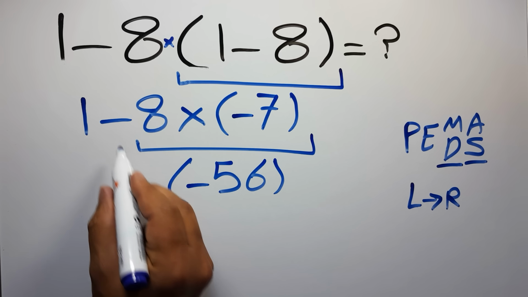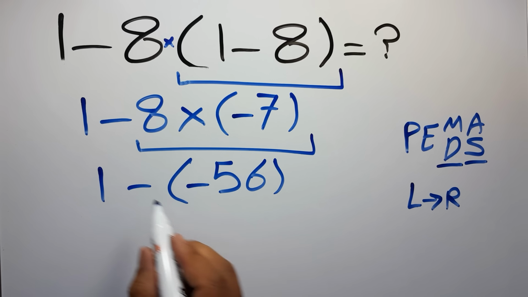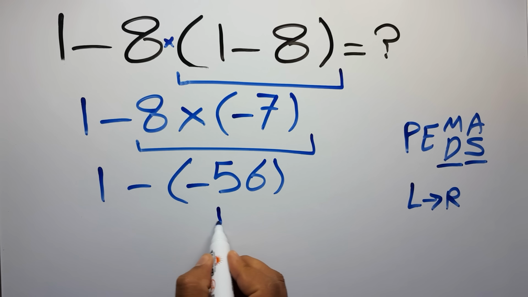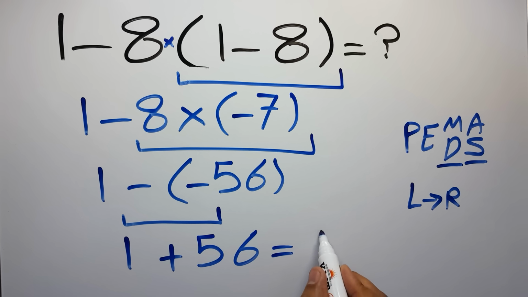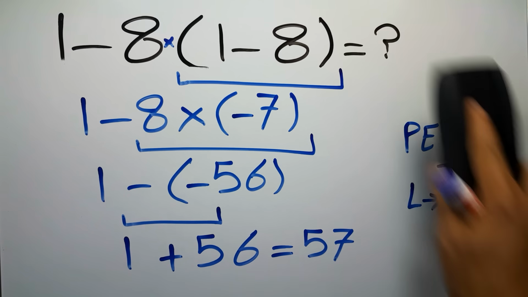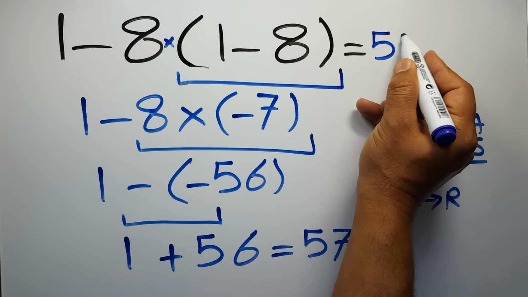So we have 1 minus negative 56. Now, negative times negative gives us positive. So we have 1 plus 56, and this is equal to 57. So we have 57, and this is our final answer to this problem. The correct answer is 57.